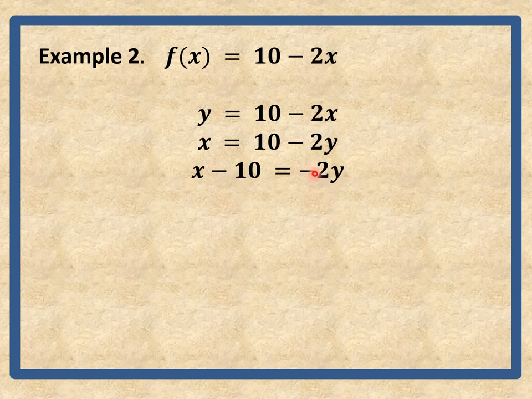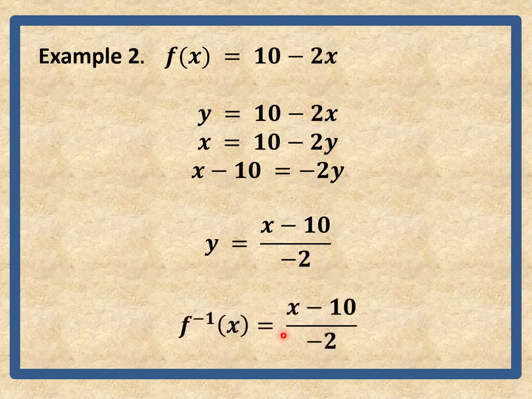So that negative 2 over negative 2 will be cancelled. Therefore, y is equal to x minus 10 all over negative 2. Therefore, the inverse function is now x minus 10 all over negative 2.